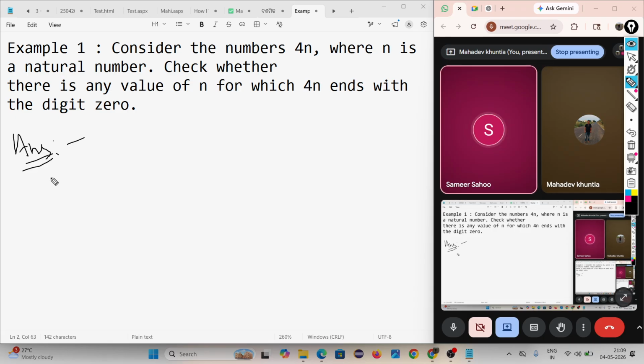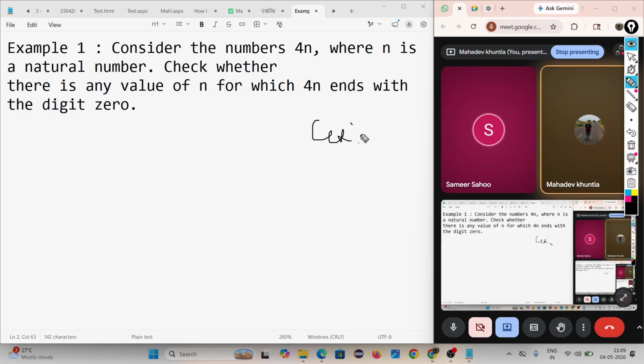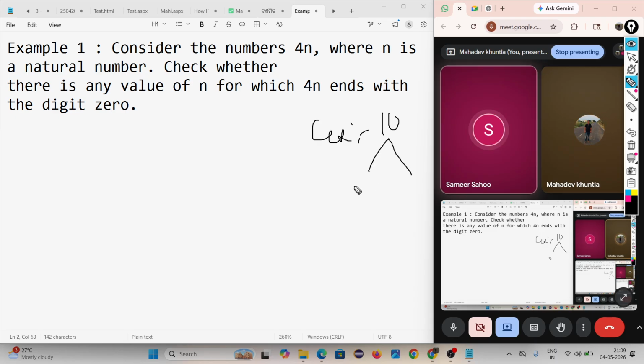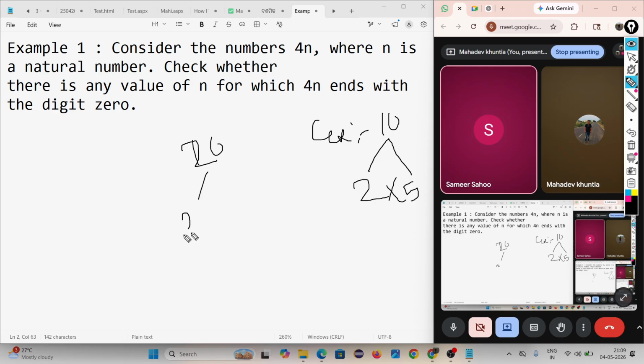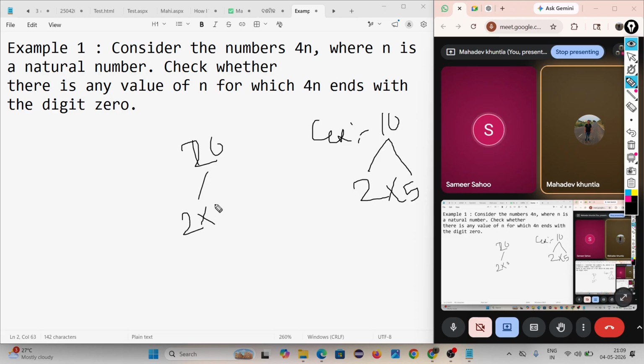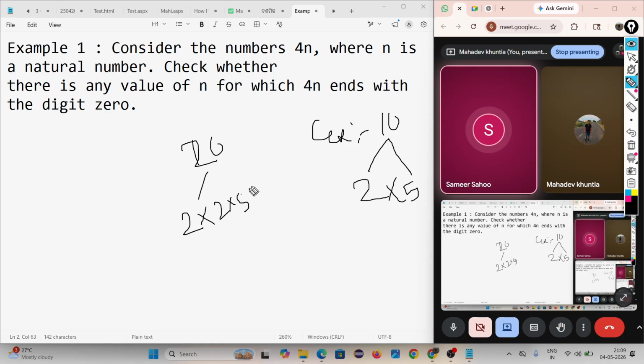Look, I'm taking one example, 10. If I prime factorize 10, it is 2 into 5. Then 20 is 2 into 2 into 5. 100 is 2 into 2 into 5 into 5. 1000 is 2 into 2 into 2 into 5 into 5 into 5.